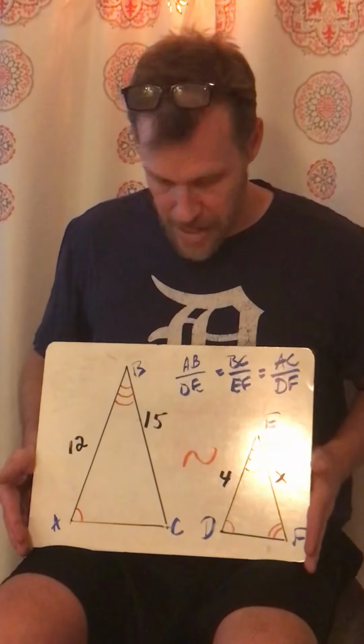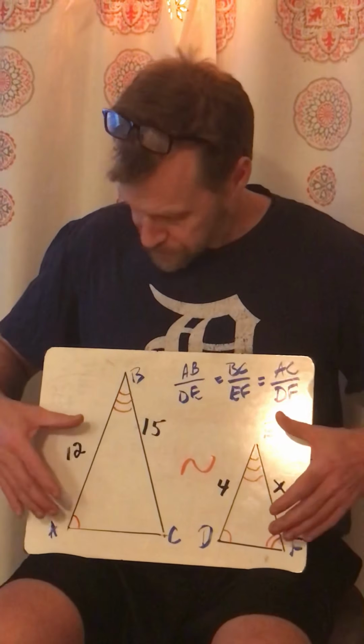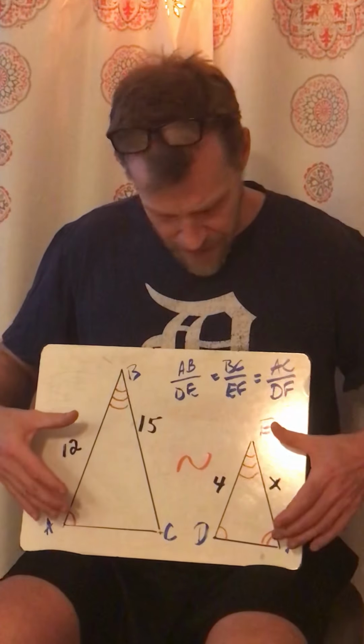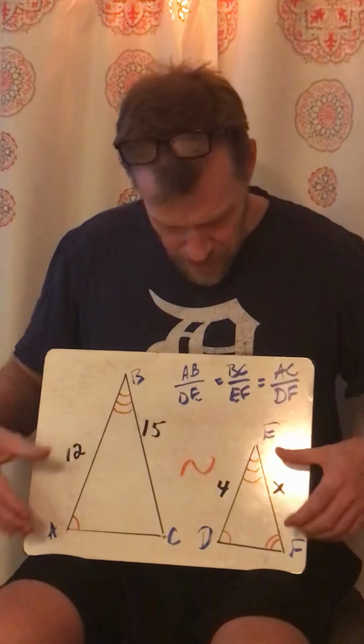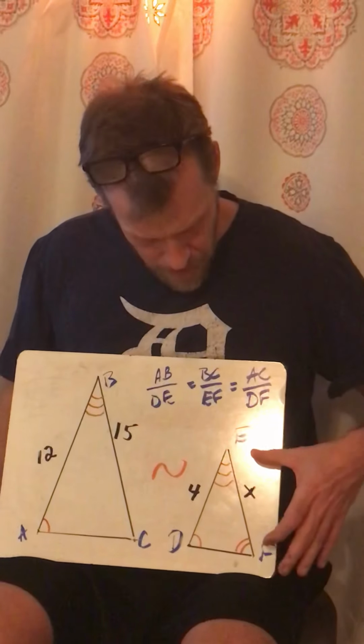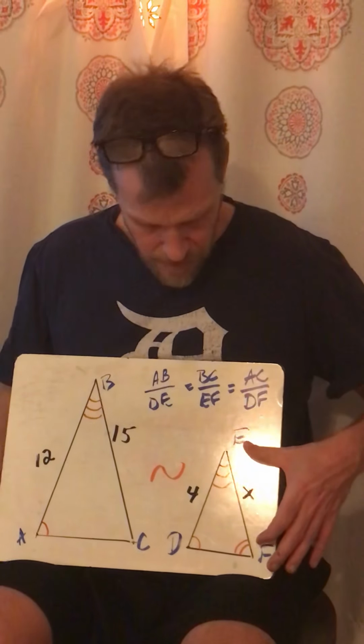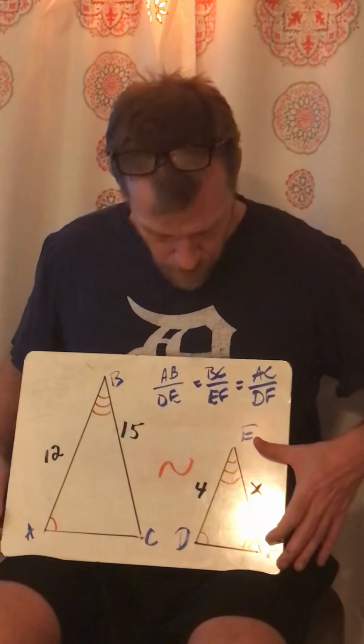So what we're going to do today is figure out how to find a missing side. On the triangle, or rectangle, whatever it is, they're going to have one side that they're asking for. On this one, they want to know the length of this side. How do you do it? We set up a proportion.